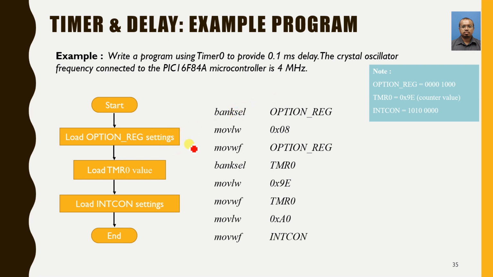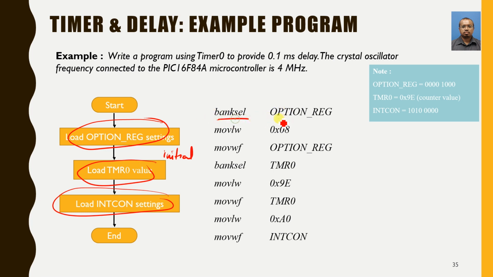So the process, you load option register, okay, with the right settings, and then load the timer 0 initial value, and then after that you load INT count setting. Right, so here as usual, bank select option register, because option register is in bank 1. Move LW 0x08. What it means by that, you are setting this 0x08.